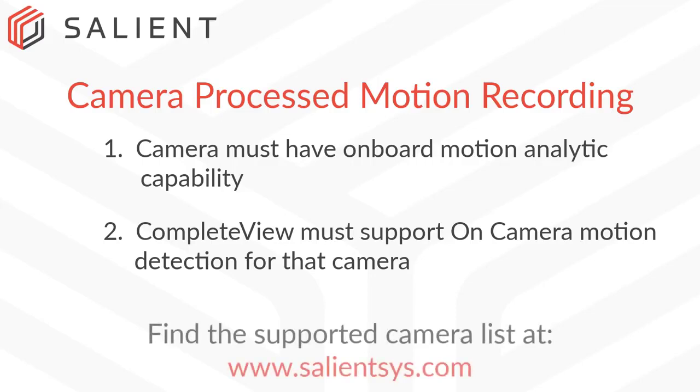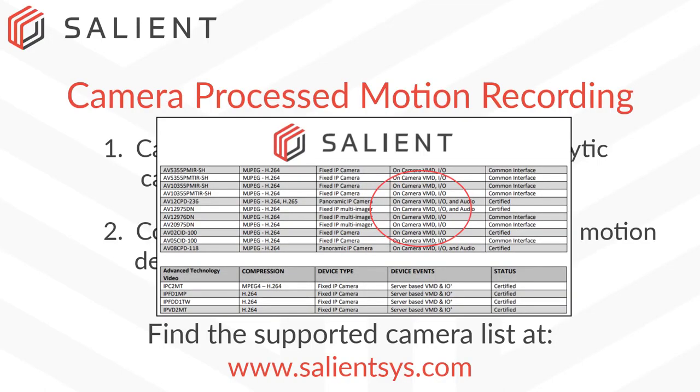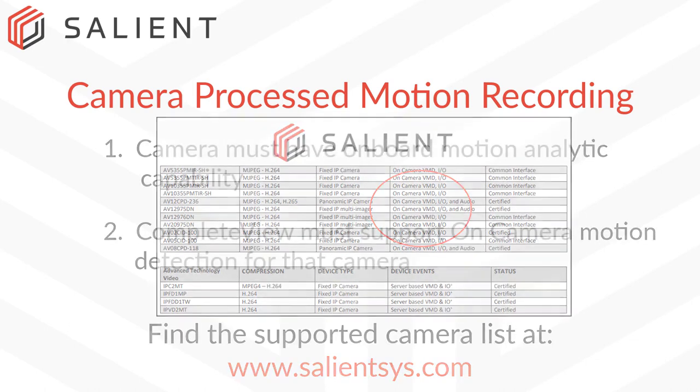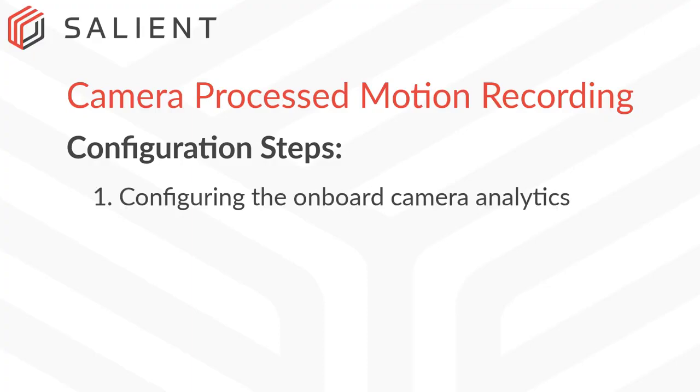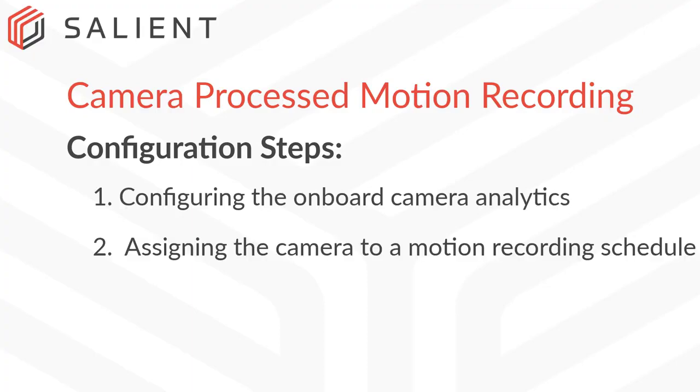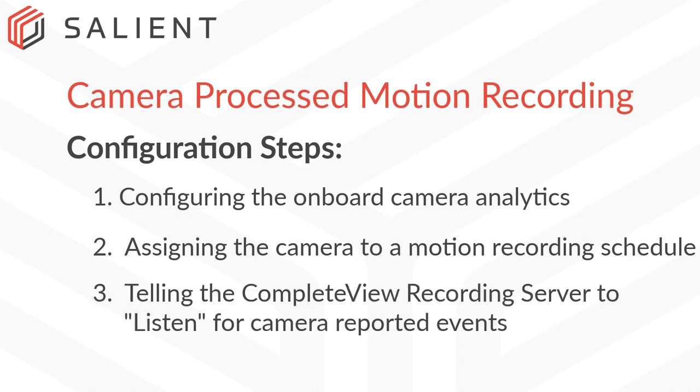To find out if your camera meets these requirements, visit Salient's website and look for your camera in the Supported Cameras list. If you see On-Camera VMD in the Device Events column, that means your camera is supported. Now, the configuration of camera processed motion has three basic steps: configuring the onboard camera analytics, assigning the camera to a motion recording schedule, and telling the Complete View recording server to listen for camera-reported events.